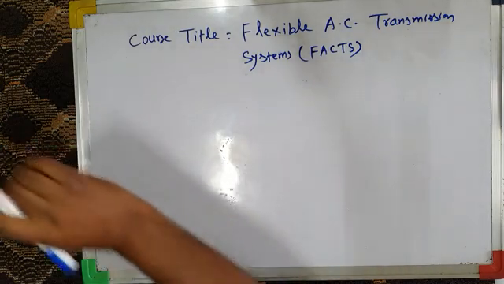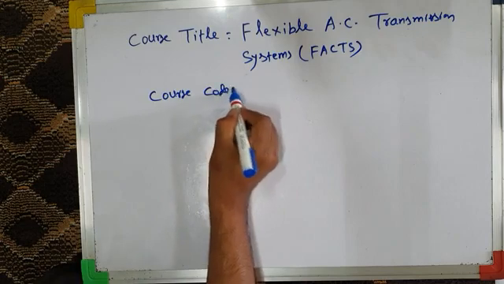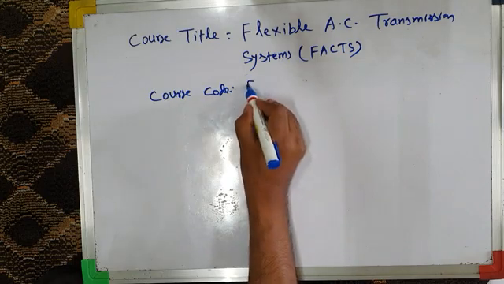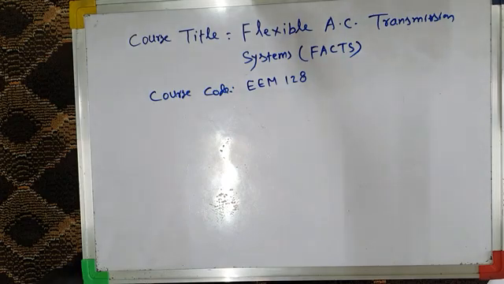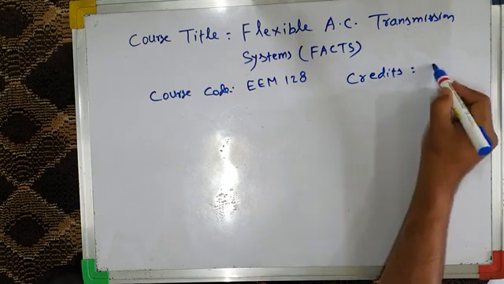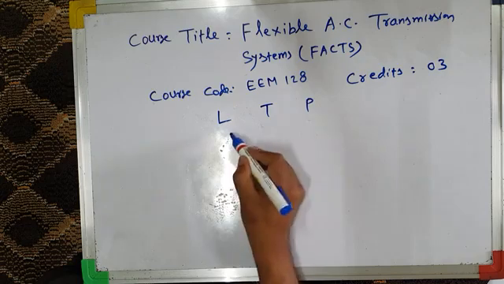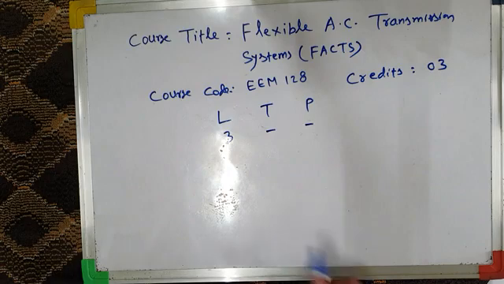This is the title of the course, and the course code is EEM128. Okay, the course contains 3 credits. It's a 3-credit course, with lecture, tutorial and practical distribution as 3 lectures, and there are no tutorials and no practicals, although in between we can have a couple of, some 2 or 3, tutorial classes also.